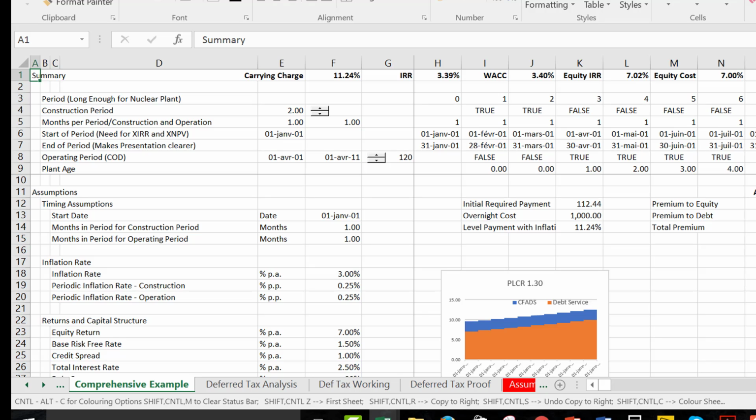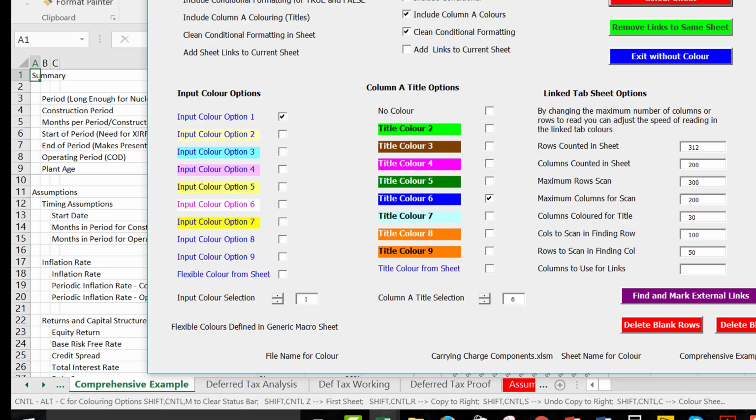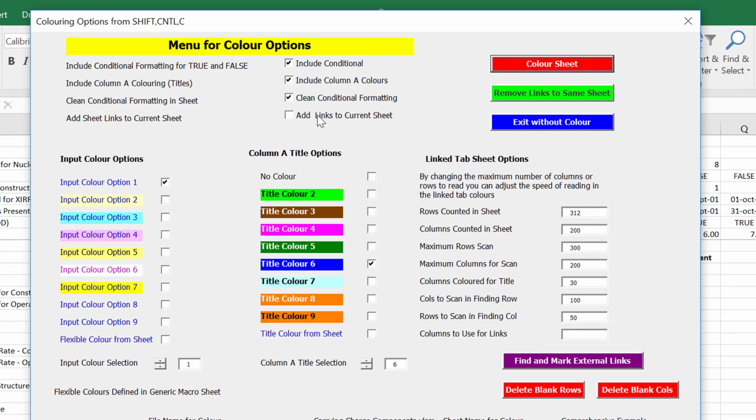Okay, now I press Shift-Alt-C with the generic macros open. This is kind of the opposite of Power BI. You have to do things yourself. You have to learn a little bit of VBA. You have to learn a little bit of programming. There are no hidden things here. You can get this, figure it out, and do it yourself.